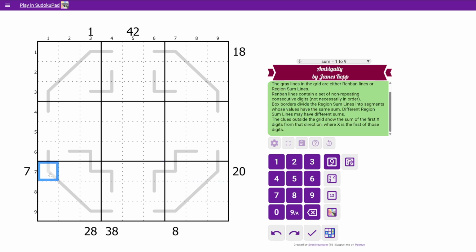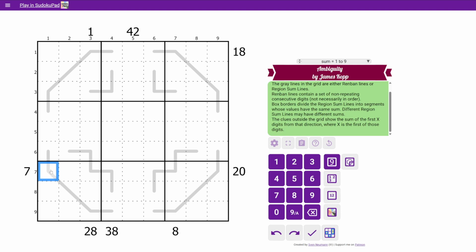If this was a 2, then this would be a 2-5. Actually, this is a good place to start, I think. As in, this has to be a 2.